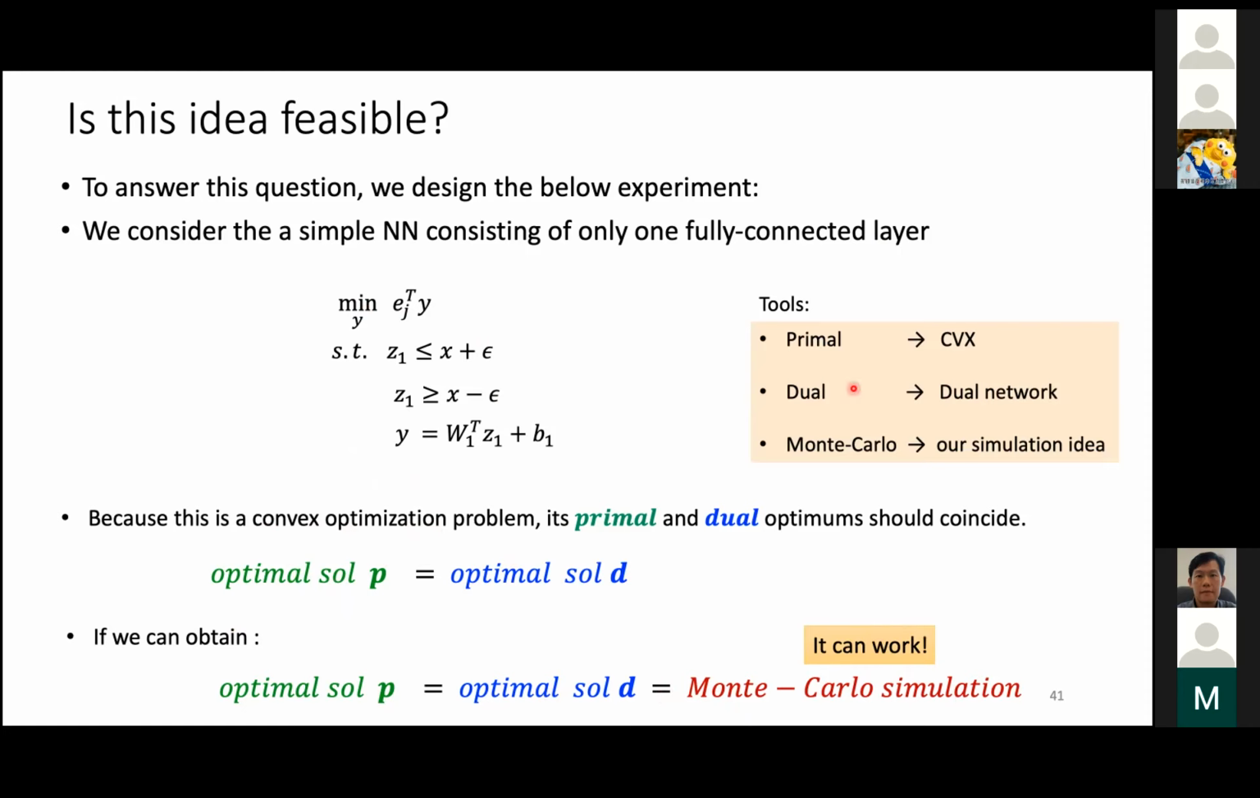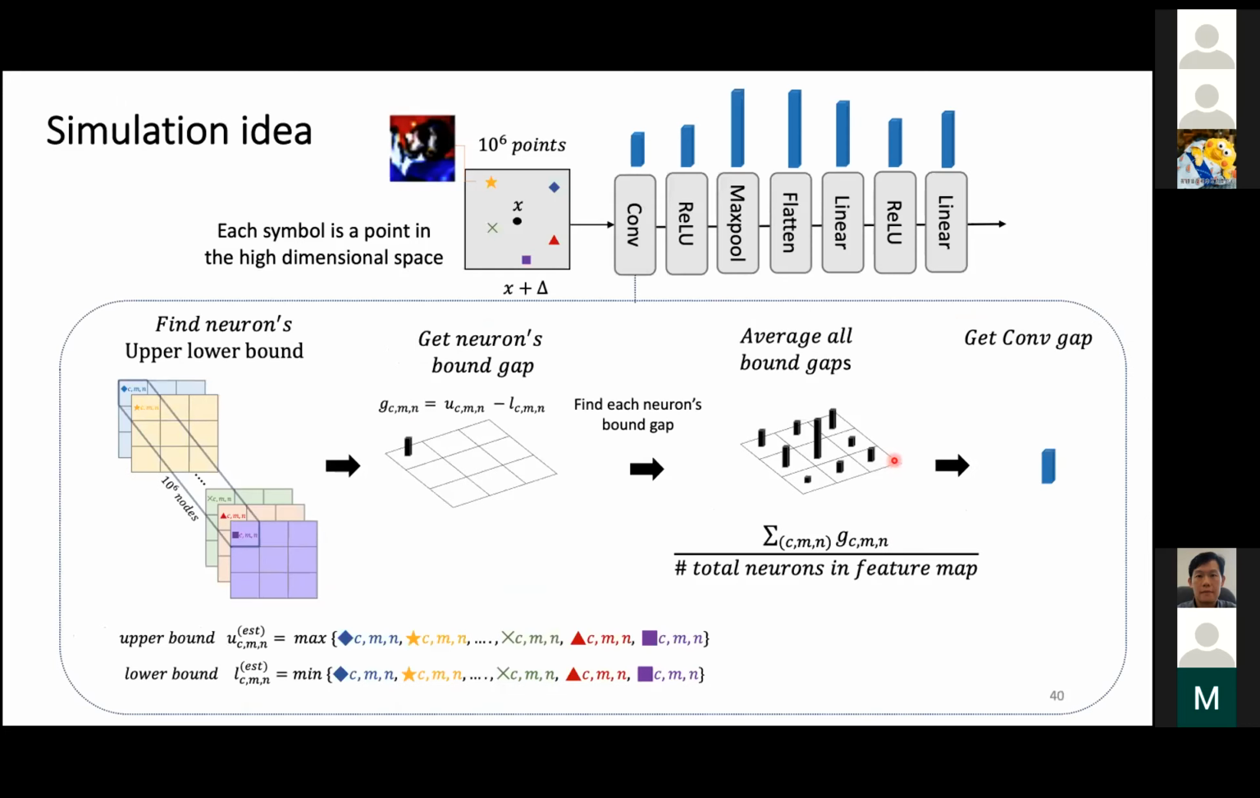Here we have three approaches to find the solution of this problem. So here we also use 3 different tools to find the solution. For primal, we use the CVX tool. It's an optimization solver, and in dual, we use the dual network with the RAF before. And in the Monte Carlo simulation, we just transfer this page's idea into code.